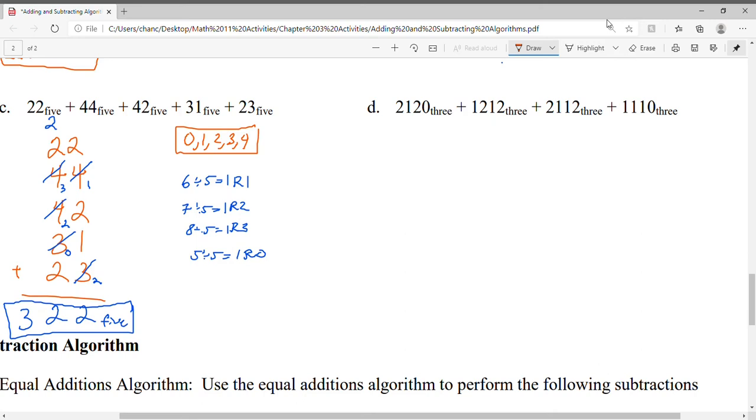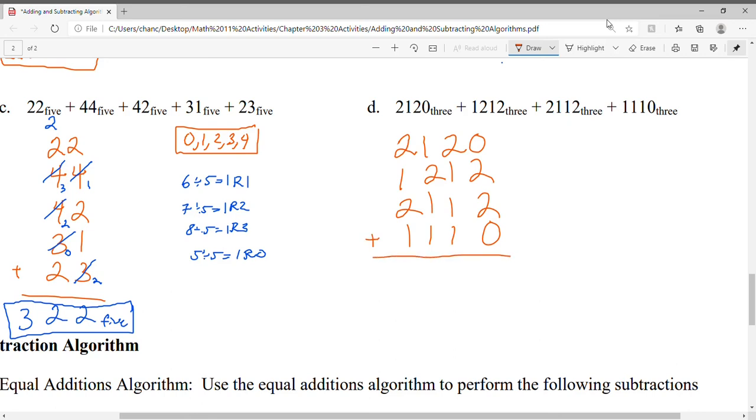For part D, let's add 2, 1, 2, 0 base 3 with 1, 2, 1, 2 base 3, 2, 1, 1, 2 base 3, and 1, 1, 1, 0 base 3. Again, we'll use the scratch method.